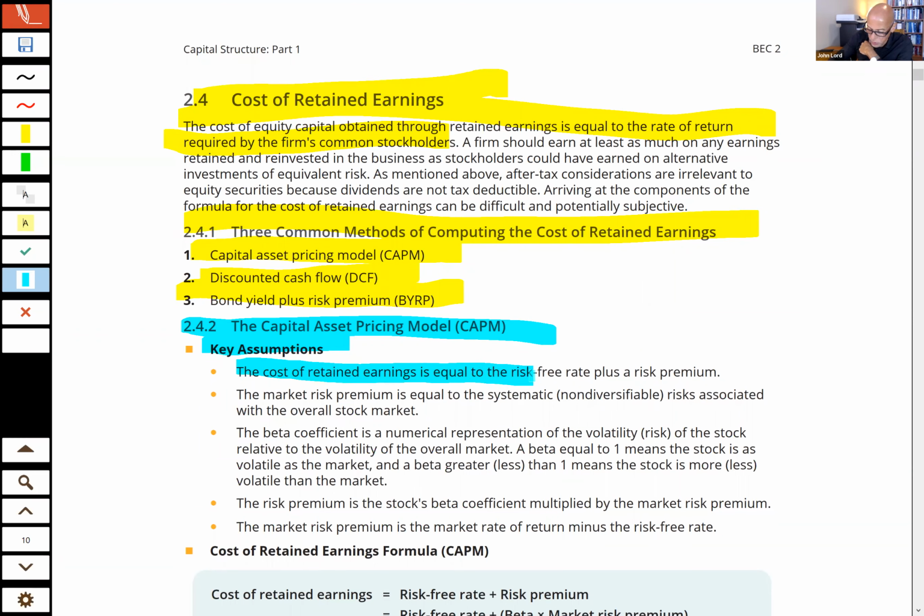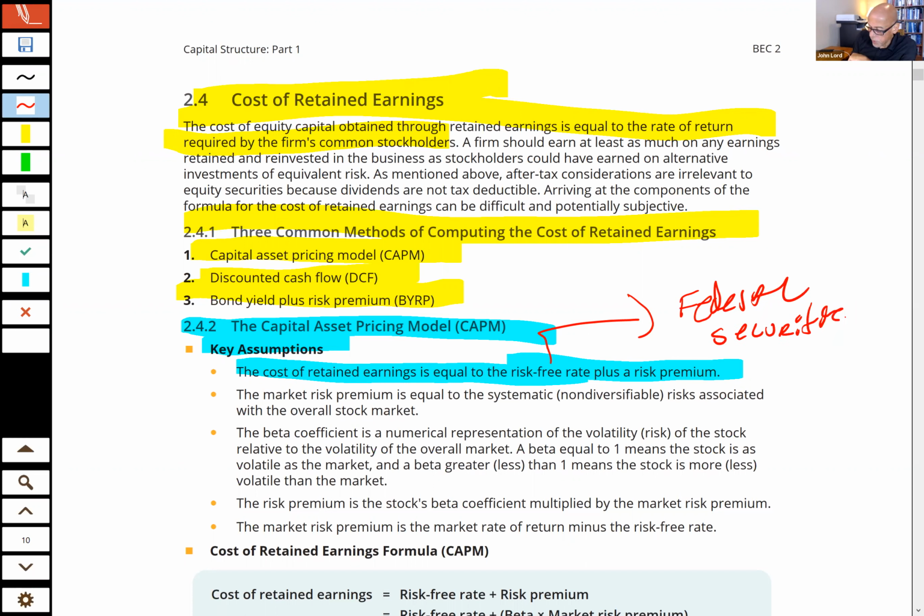The cost of retained earnings is equal to the risk-free rate of return plus a premium. Okay, risk-free rate of return, although they don't always articulate it that way in questions, but just be aware that the risk-free rate of return is the rate of return on federal securities. Essentially federal what? Federal debt. Okay, that's considered the risk-free rate of return.